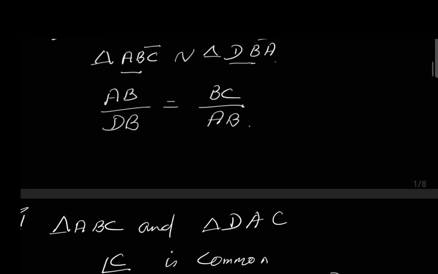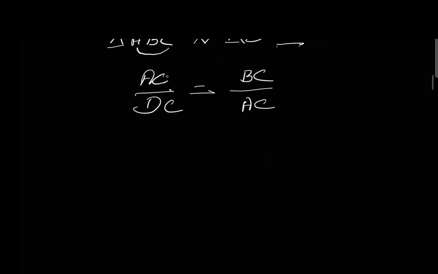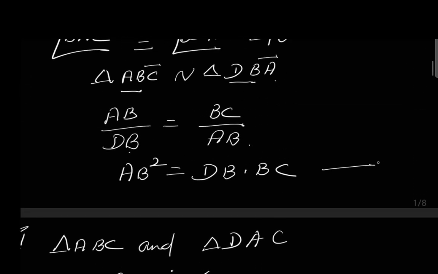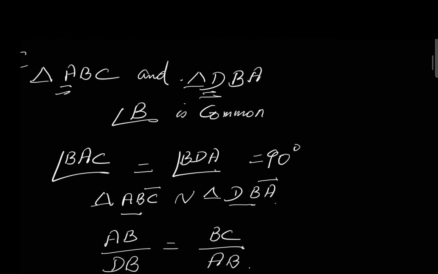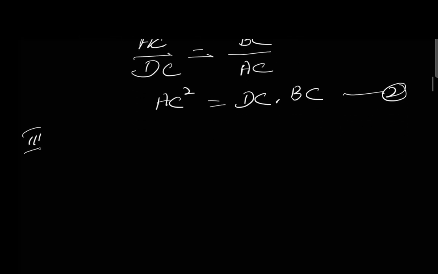Now cross multiply. AB into AB, AB squared, is equal to DB into BC. AC into AC, AC squared, is equal to DC into BC. Mark this as 1 and this as 2. In part 3, I add 1 and 2.